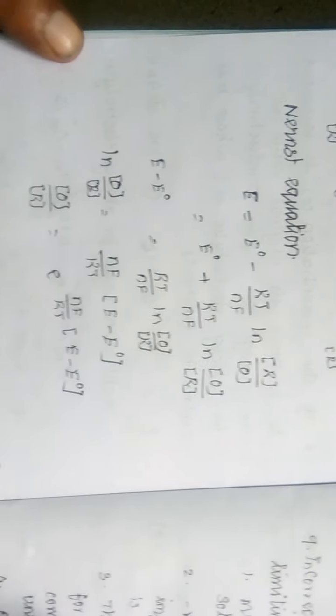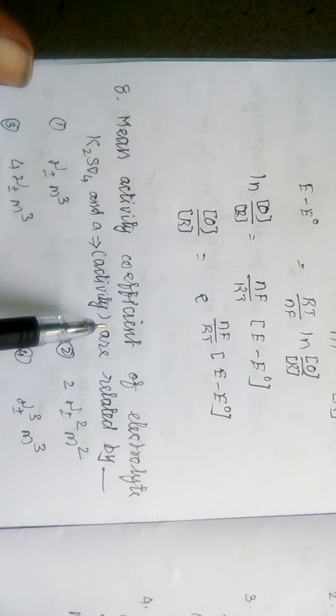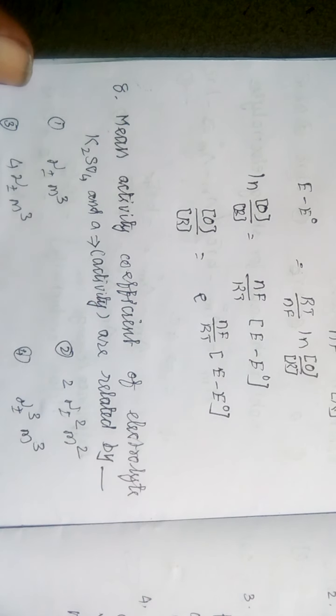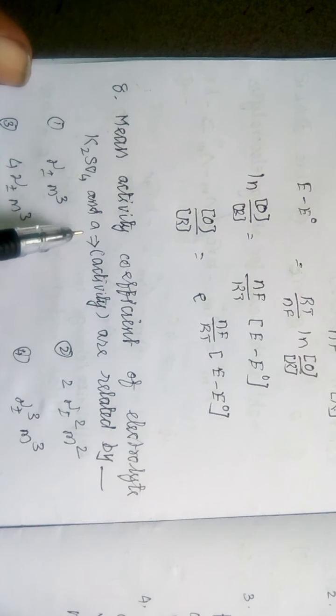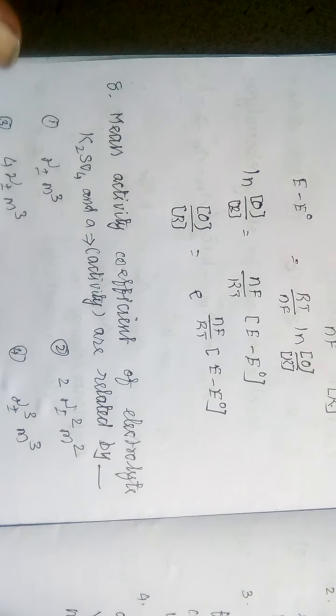Now the next question is about the mean activity coefficient of the electrolyte K2SO4. This is a question I have taken directly from the book. The mean activity coefficient of the electrolyte K2SO4 and its activity are related by a formula. The activity and mean activity coefficient are in the Polytechnic TRB syllabus and also in the PG syllabus.